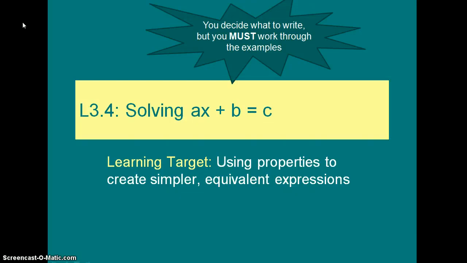Hey guys, lesson 3.4, solving ax plus b equals c. Here we can see our learning target: equivalent expressions as we are solving.